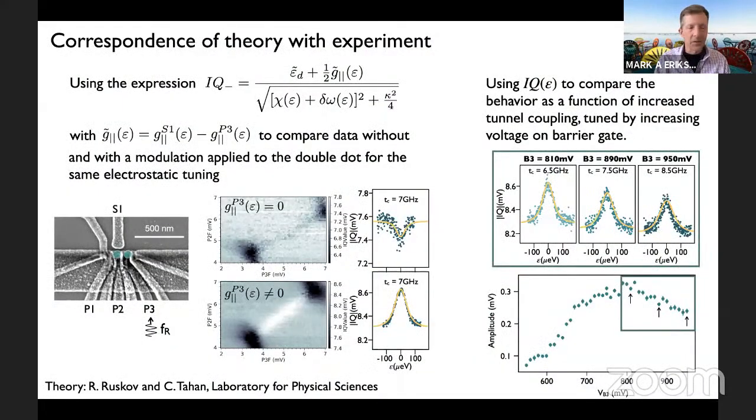So I'll close right now so that I can move on to the second topic of the talk today by just emphasizing we've got a really nice theory collaboration with Rusko Ruskov and Charlie Tahan at the Laboratory for Physical Sciences. I can't possibly do justice to their theory, but let me just say that Rusko has worked out very nicely what line shapes are expected from this dynamical longitudinal coupling. And Joel and Rusko have worked really carefully and tirelessly, I would say, to understand how that fits the data. It can be used to fit the data in these experiments. So I'm happy to talk much more about this at some later date if people are interested.